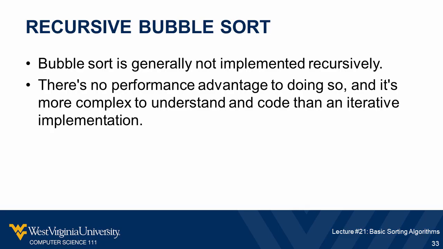In this case, we're not going to do a recursive implementation of the bubble sort method. The reason why is basically nobody really does a recursive implementation of it. It's very rarely coded recursively because there's no advantage to doing so. The recursive implementation doesn't perform any faster, and it's more difficult to understand how you would implement it with recursion than just doing an iterative implementation.